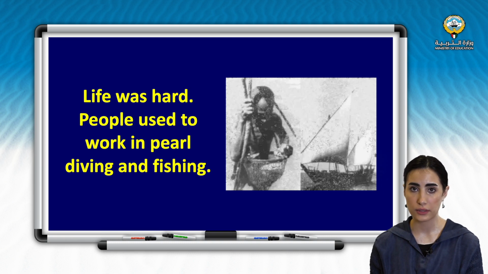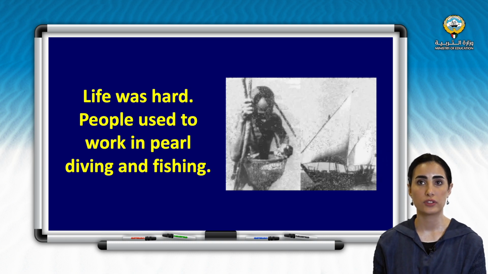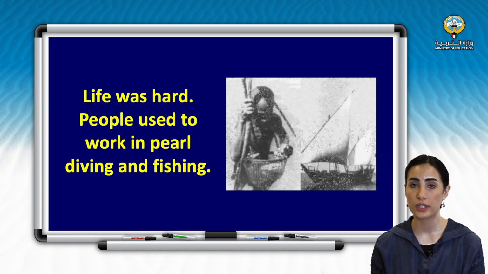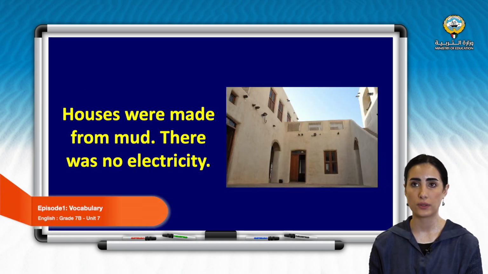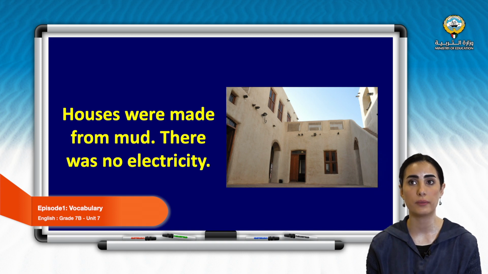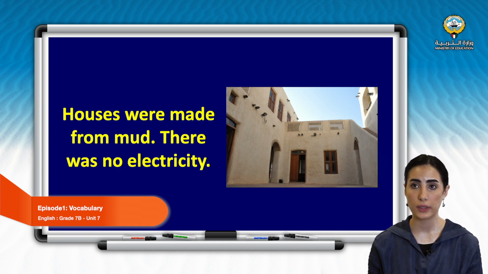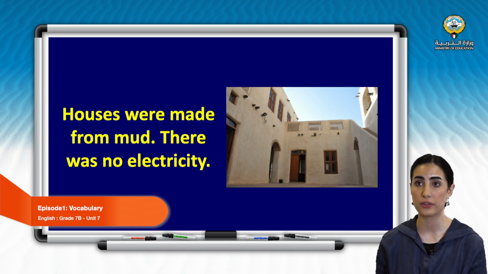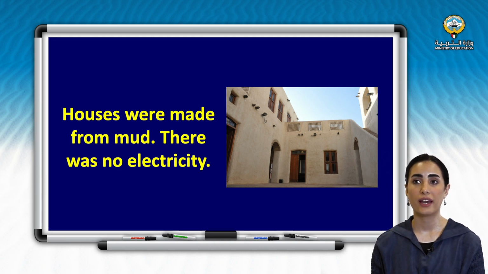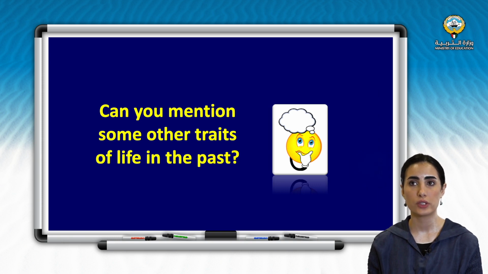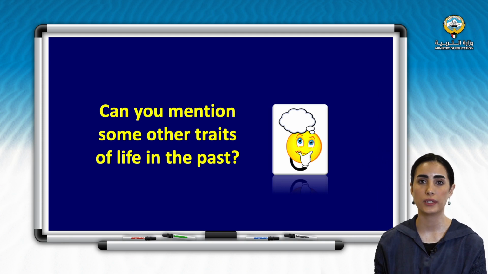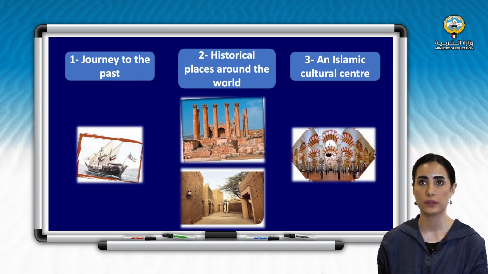Life was hard, as you can see in the picture. Life was hard. People used to work in pearl diving and fishing. What about the houses? The houses were made from mud. There was no electricity, so life was very different than how we are living today. We have another question here. Can you mention some other traits of life in the past? So you can answer this by your own.